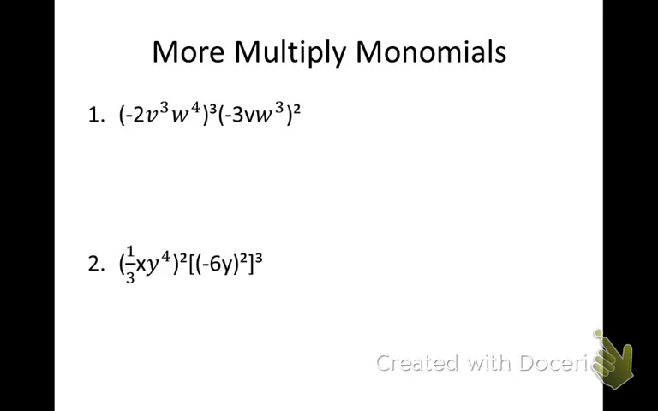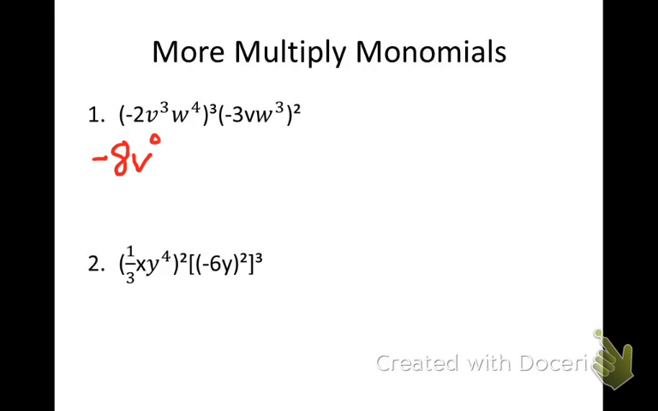Today we're going to continue with multiplying monomials, so practicing all the rules we used yesterday. So here we have a power raised to a power, so it's going to be negative 2 to the third power. Remember that means negative 2 times negative 2, which is positive 4, times negative 2, which will be negative 8.